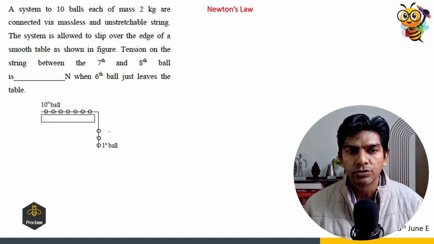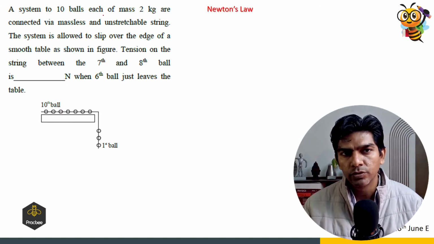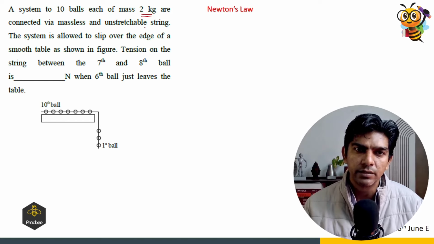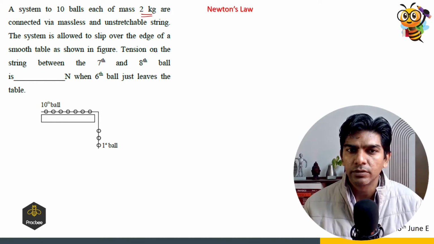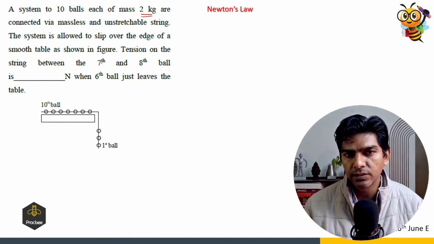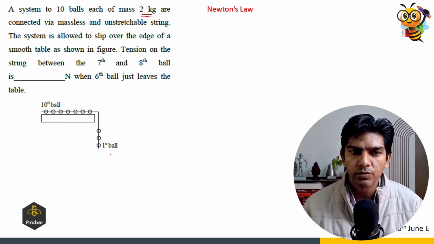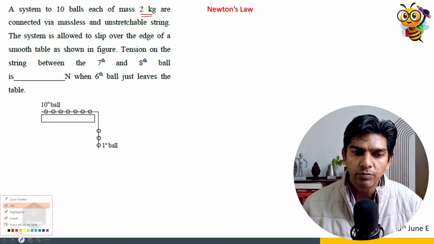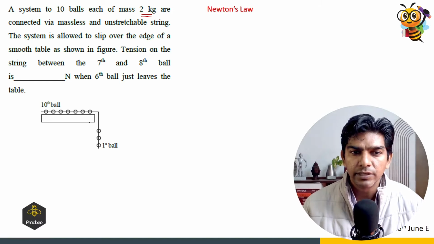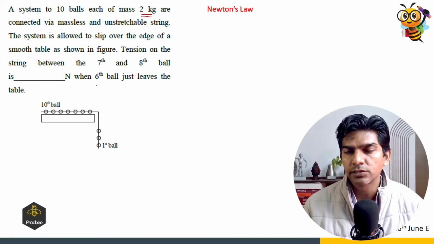Now let us see this question. A system of 10 balls, each of mass 2 kg, are connected via massless unstretched string, and the system is allowed to slip over the edge of the smooth table as shown in the figure. The tension on the string between the 7th and the 8th ball when 6th ball just leaves the table. So we have released the system when 3 balls were off the table, and we have to find the tension between 7th and 8th when 6th ball leaves the table.